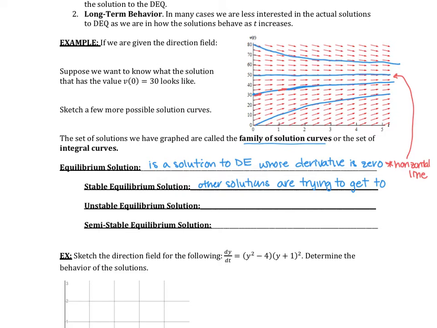Now, an unstable equilibrium solution is one where the other solutions are trying to get away from it. I don't actually have an unstable equilibrium solution in the example up above, but an unstable equilibrium solution is one where the other solutions are trying to move away. We'll look at an example in just a minute.